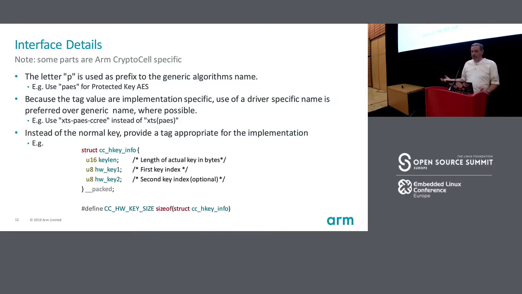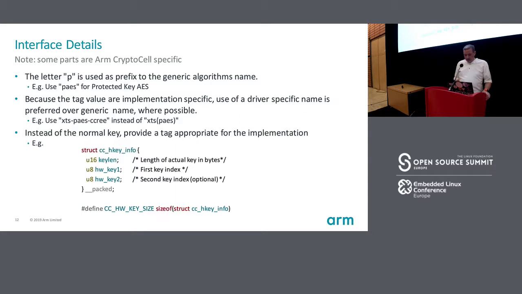And then, instead of a normal key, we provide the tag in whatever format is appropriate for the implementation that we use. For example, for ARM CryptoCell, it's basically a small blob that says which index from the internal storage has the key. And we have an option for two keys. And what is the real key size? Because as part of the API, when we provide the key, we need to specify the key size. But because of the mechanics of the thing, we're actually passing the size of the blob. So part of the tag becomes what is the real key size in the slot. And again, this is, of course, CryptoCell specific.